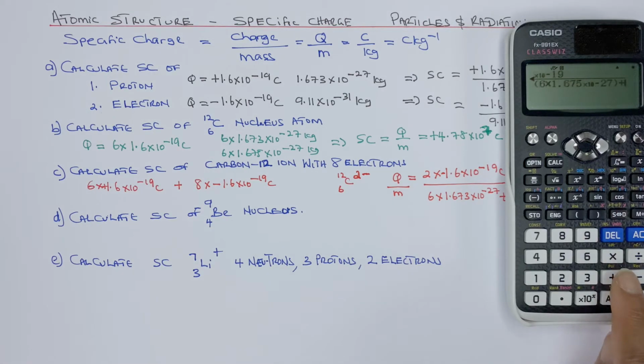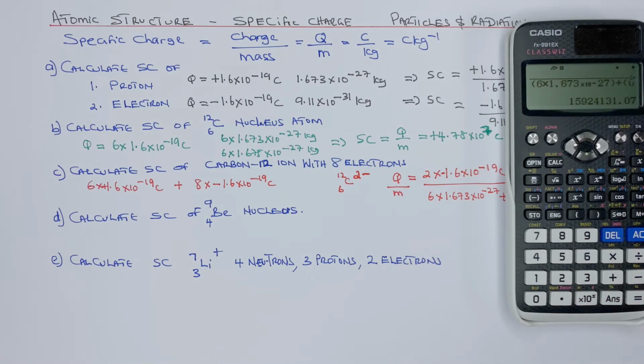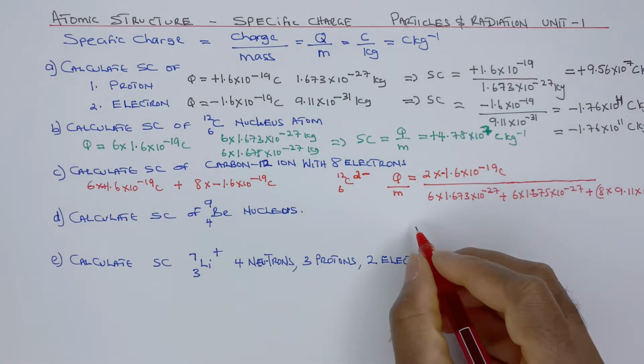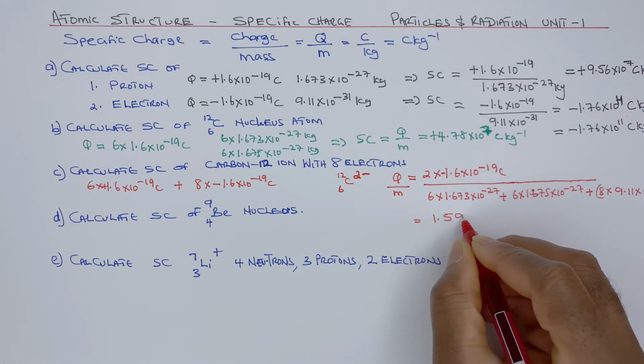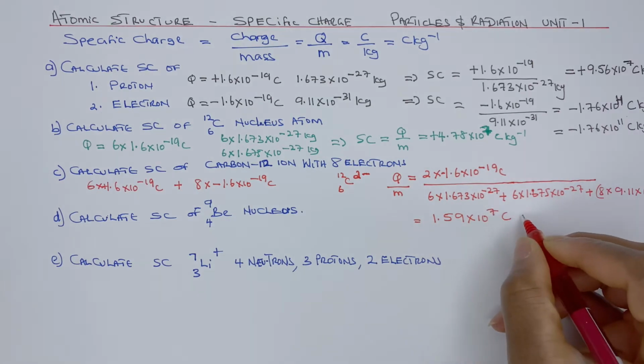And I need to add that to the electrons, open bracket. And that's 8, because it's got 8 electrons, isn't it? Times 9.11 times 10 to the power minus 31, close bracket. So overall, I'm getting 1.59 times 10 to the power 6. So that will be 1.59 times 10 to the power 7 coulomb per kilogram.